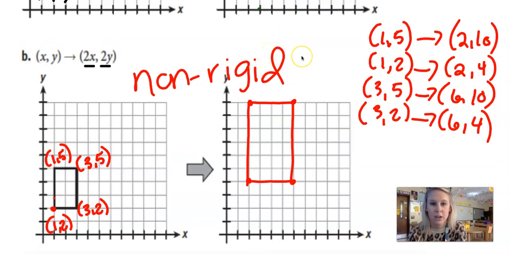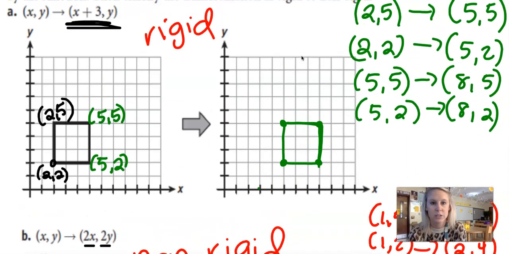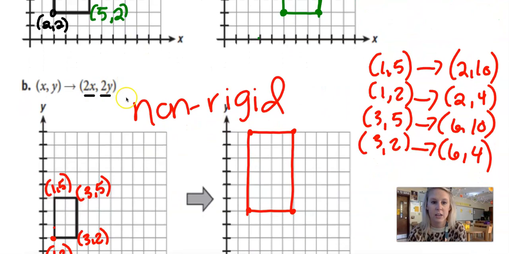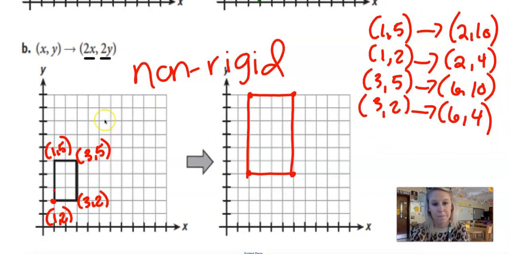Okay, so let me know if you have any questions. So notice that rigid is going to kind of be adding or subtracting in our function notation, and then non-rigid, maybe multiplying or dividing. Okay, so let me know if you have any questions on that.